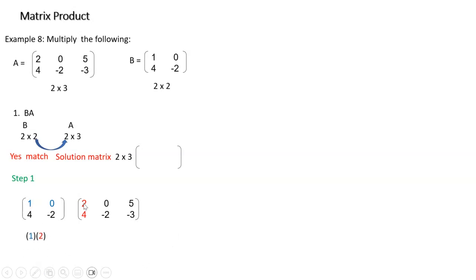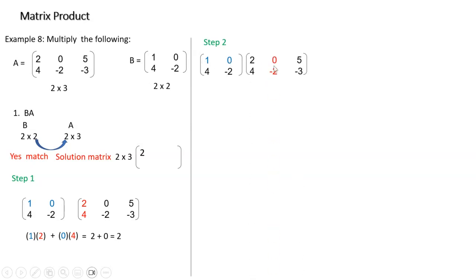I'm going to multiply the first times the first, which is 1 times 2, and then add the second times the second, 0 times 4. This will give us 2 plus 0, which is 2. So the 2 goes in the first slot. Now, step 2. Again, I'm going to multiply the first row, but this time times the second column in red. So it's 1 times 0, and 0 times negative 2. So it's 0 plus 0. The answer will be 0. So 0 goes on the first row, second column.